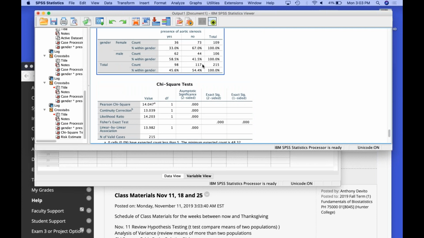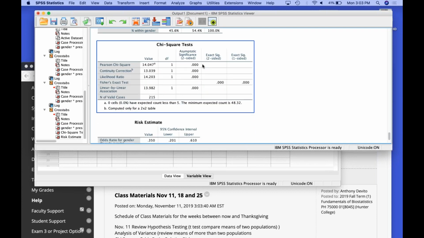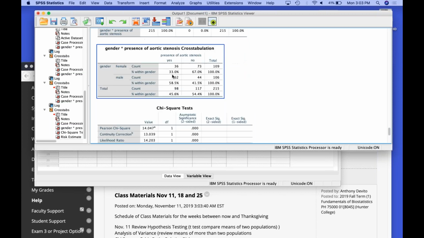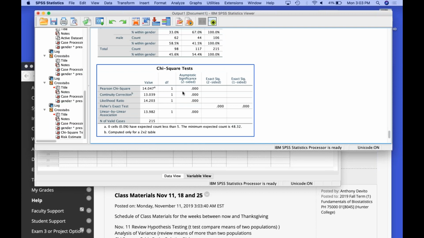Here it recreates a table again. Okay, so now, first of all, this is a 2x2 table, correct? Right, 2 by 2, right? My value of chi-square that I calculate is 14.047. Can I reject my null hypothesis that there's no association between gender and risk of aortic stenosis? What do you guys think? Can I reject my null hypothesis?